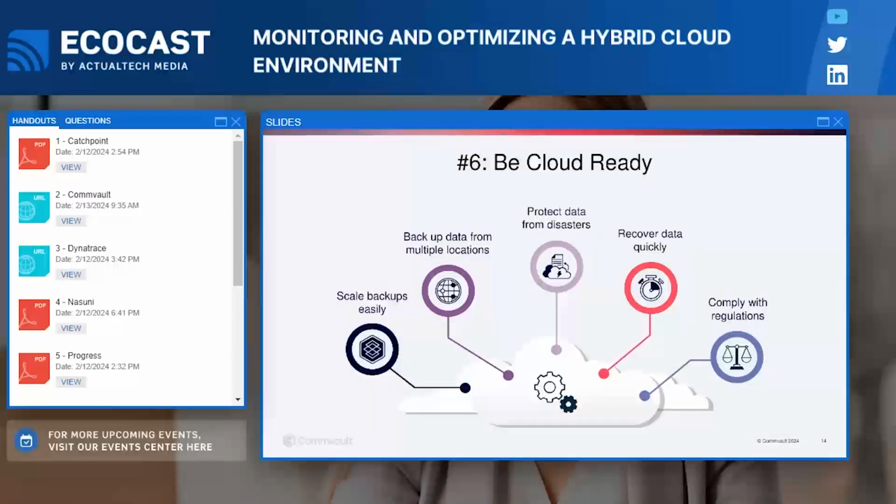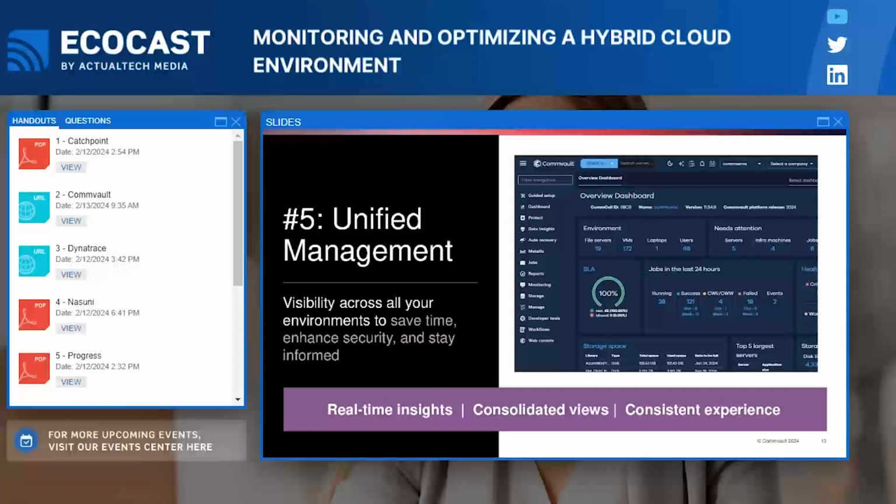Save time, enhance security, and stay informed from anywhere. With Commvault, you can streamline and simplify data protection with unified management, real-time insights, and consolidated views of your data, all in one convenient location.